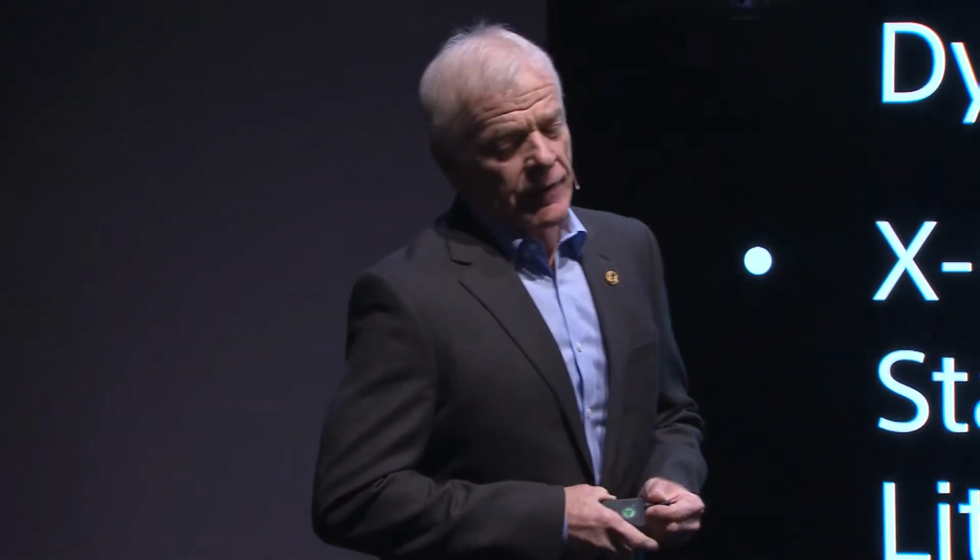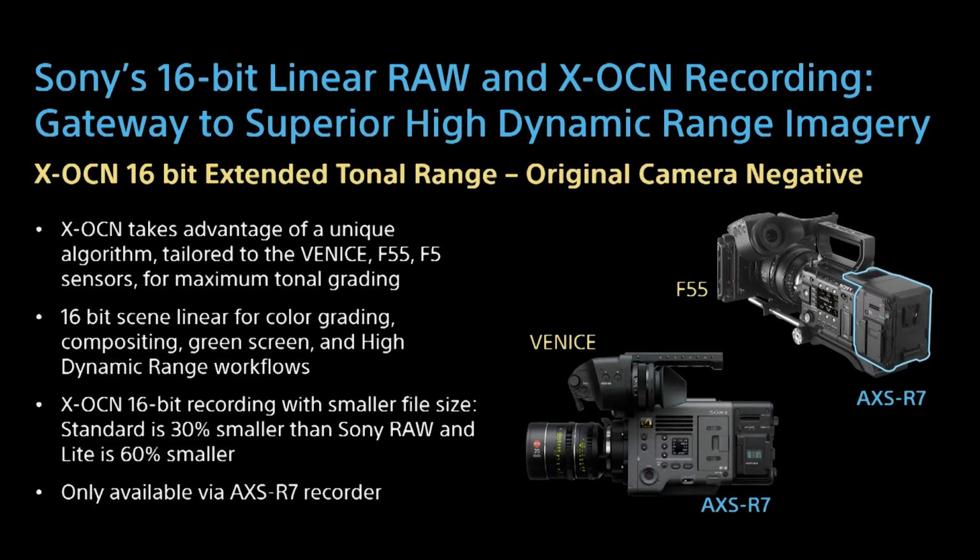Now let me explain the introduction of something new called the XOCN, the Extended Tonal Range Original Camera Negative. This is a new file format and algorithm especially designed for the sensors of the Venice camera and the F55, and is recorded in the R7 recorder that attaches at the back of these cameras. This algorithm is completely 16-bit linear, which permits the total capture of the data from the sensor, and allows for very fine color grading capabilities, green screen work, and a very high dynamic range workflow.